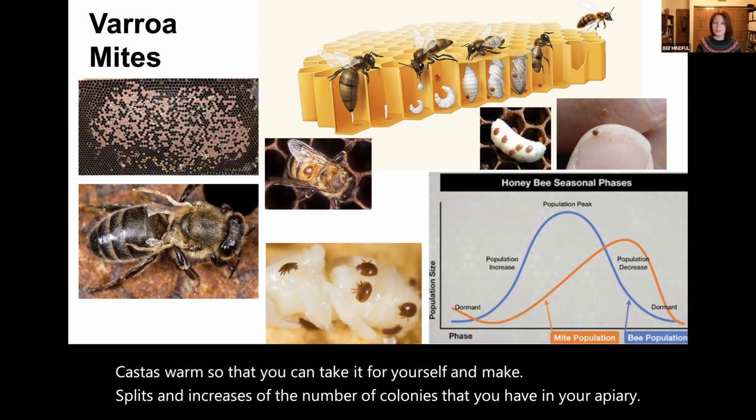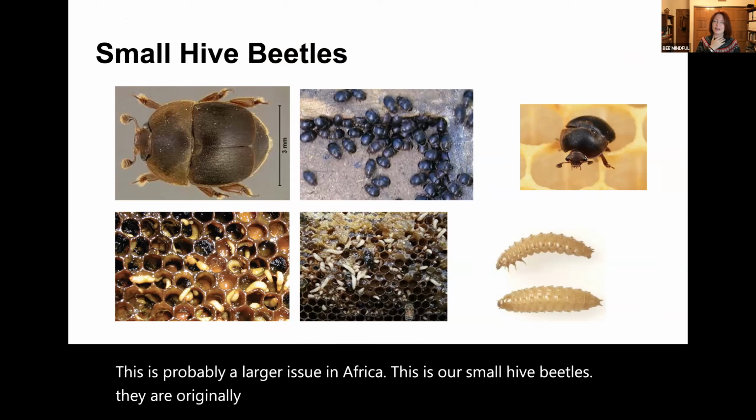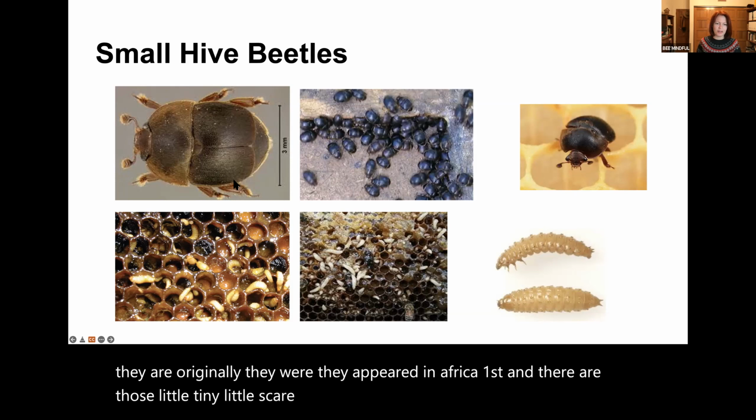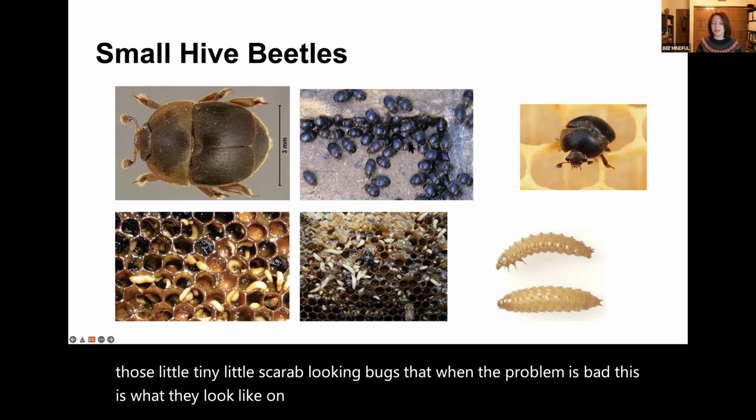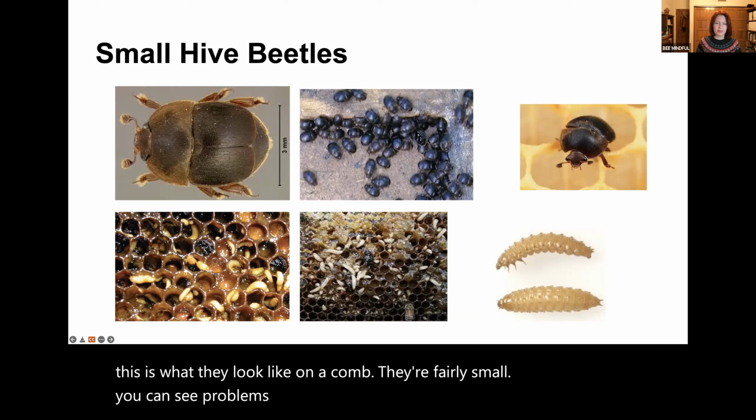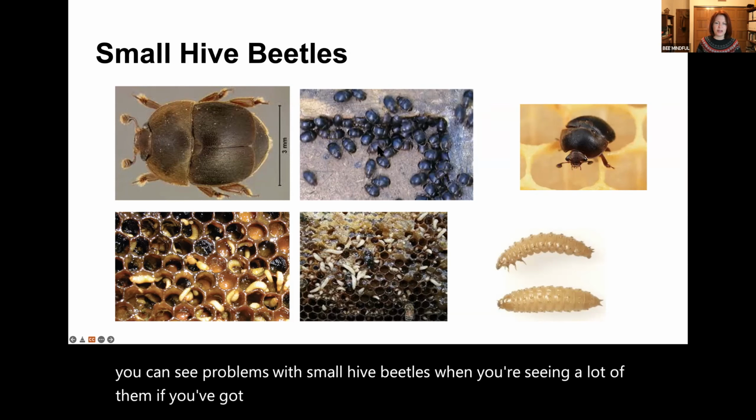This is probably a larger issue in Africa. These are small hive beetles. They appeared in Africa first. And they're those tiny little scarab-looking bugs that, when the problem is bad, this is what they look like on the comb. They're fairly small. You can see problems with small hive beetles when you're seeing a lot of them. If you've got hundreds of them, you have an issue with them.